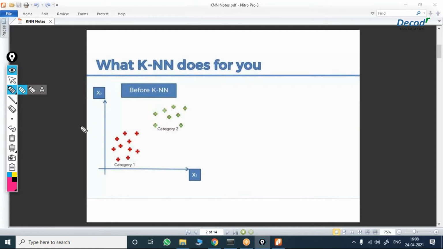This is the scatter plot. I have just written the scatter plot between two features, one is this feature and another one is this feature. I have got two categories. Now let us take one new data point. This is a new data point. Based on these categories, this data point belongs to this category or this category. You have to tell me to which category it belongs. That's my question.